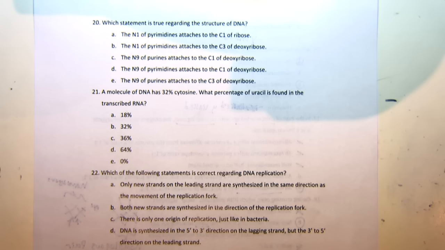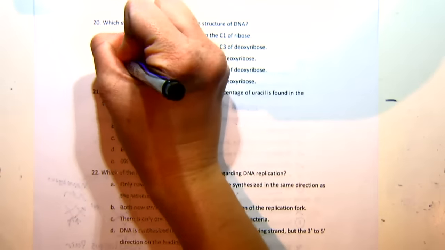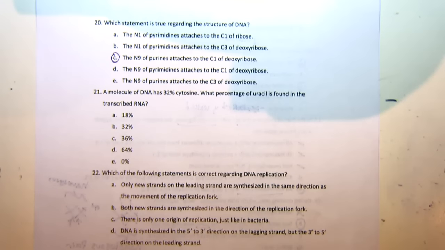All right, 20. What statement is true regarding the structure of DNA? So for this one, it is C. I think this is just some fact you need to know. So the 9th nitrogen of purines attaches to the first carbon of the deoxyribose, which is the DNA sugar. I'm not sure how you'd figure it out besides just knowing it.